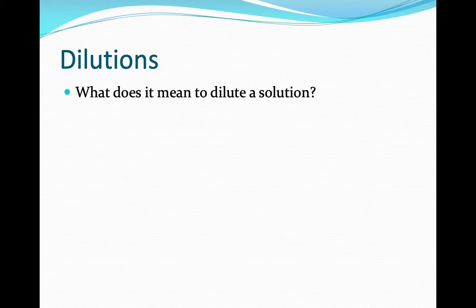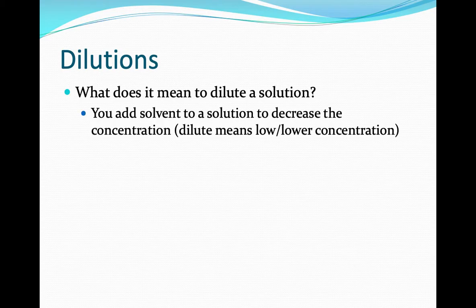All right. Now, the other way we can make solutions, other than taking a solid and dissolving it into a specific amount of solvent, the other way to make solutions with particular concentrations is through something called a dilution. You've probably heard the term dilute or diluted before, which usually means things are fairly low concentration. And that's basically what you're doing with a dilution: making something a lower concentration than what we started with.